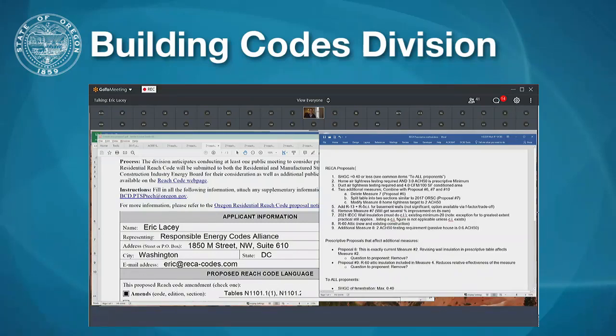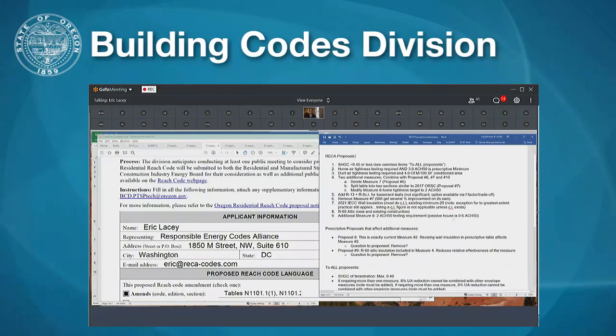It does make sense that a REACH code home would have a good envelope, would also have some kind of enhanced measures, mechanical equipment, lighting, solar, EV, whatever else. So I'm not sure which of our proposals you're looking at here.